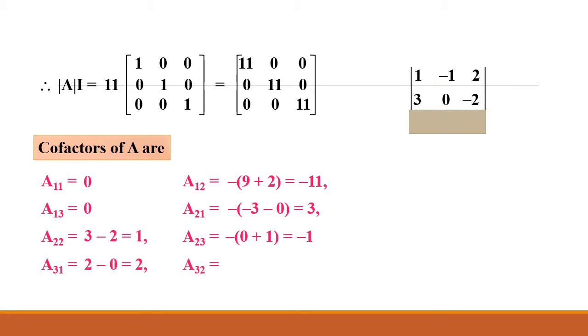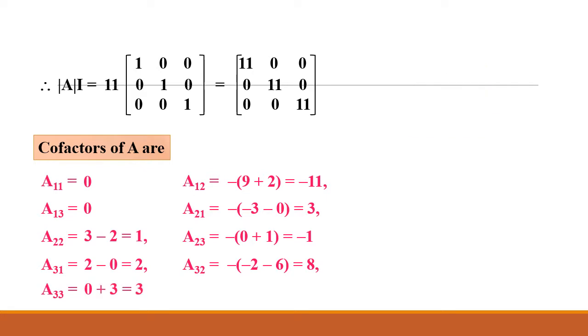A31 equals 2 minus 0. A32 is equal to minus 2 minus 6, which is equal to plus 8. Next A33 is equal to 1 into 0 is 0 and 3 into minus 1 is plus 3, which equals 3. So we have calculated the cofactors.